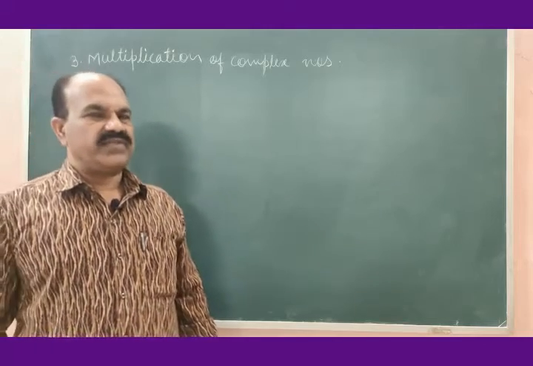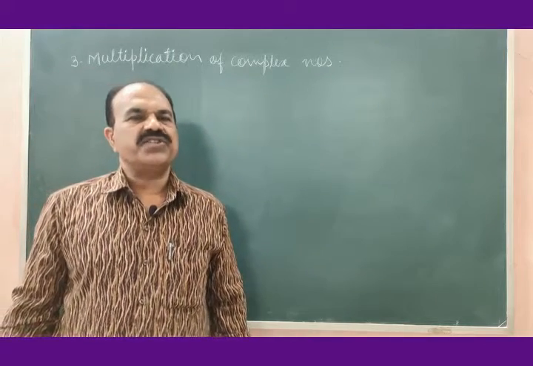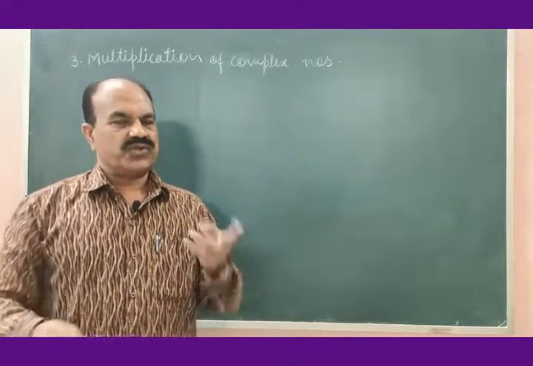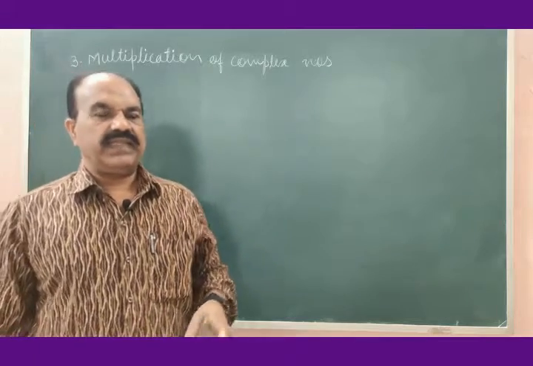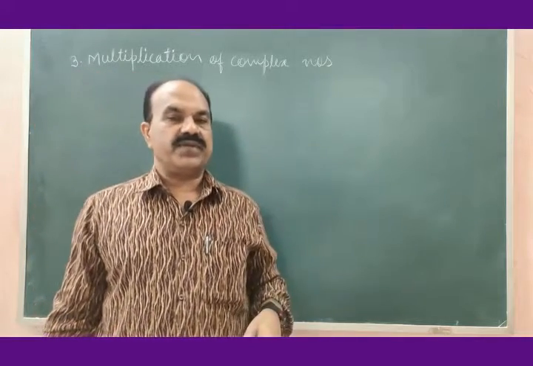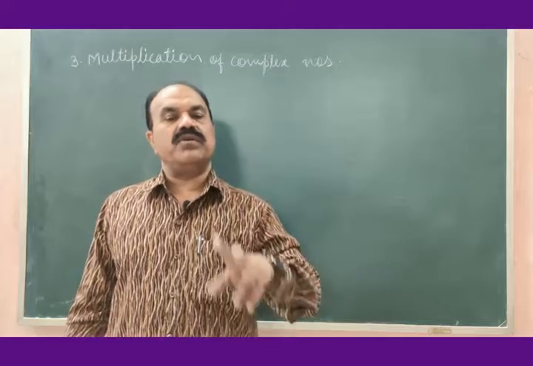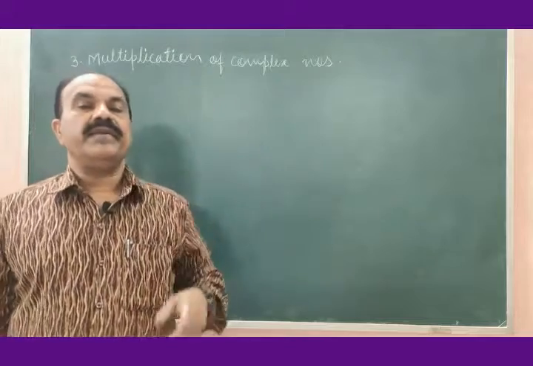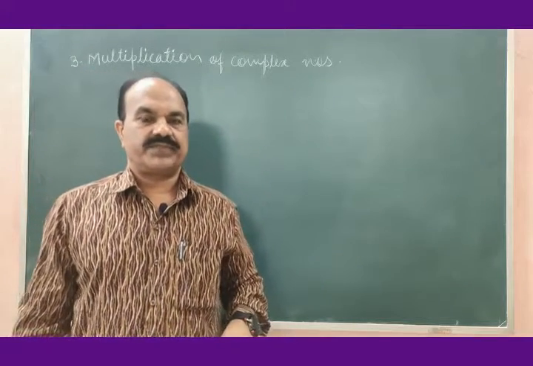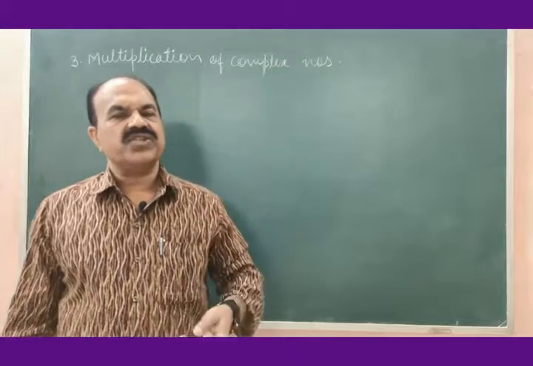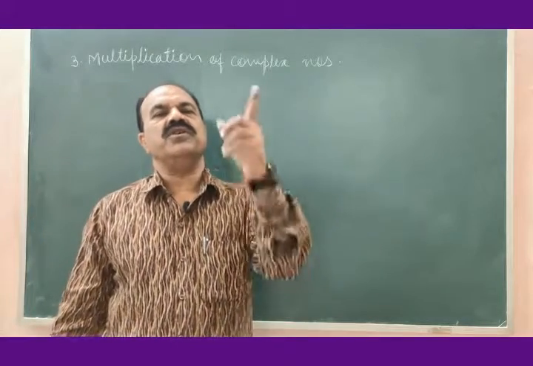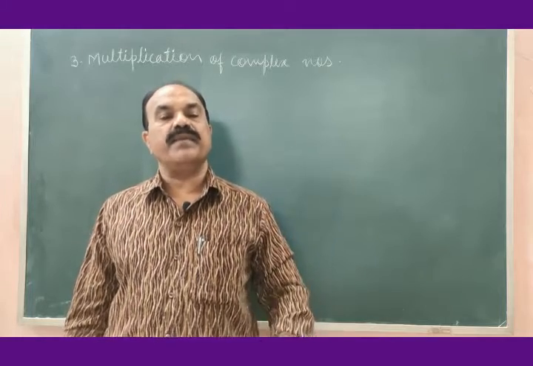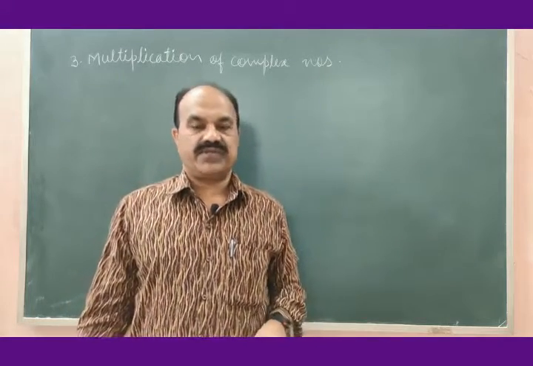In algebra of complex numbers, in the first lecture we talked about addition of complex numbers. We have solved two problems on addition. Then subtraction of complex numbers; we solved two problems on subtraction. Now let us go to multiplication of two complex numbers. Multiplication of two complex numbers is also a complex number.